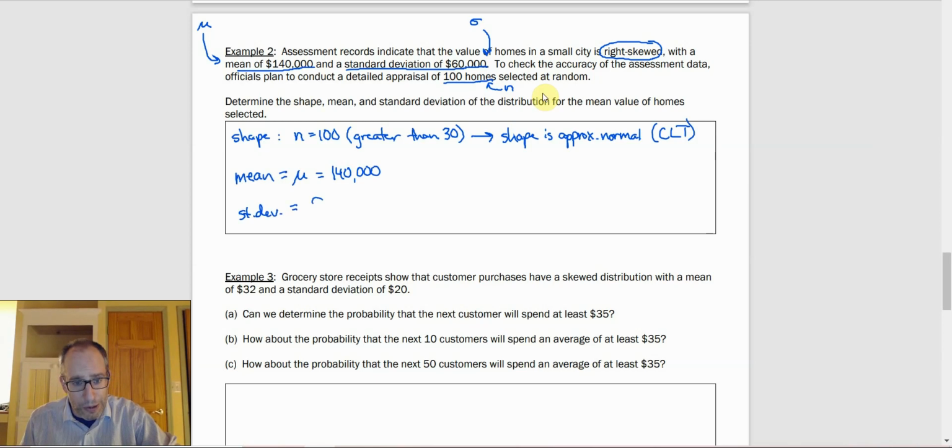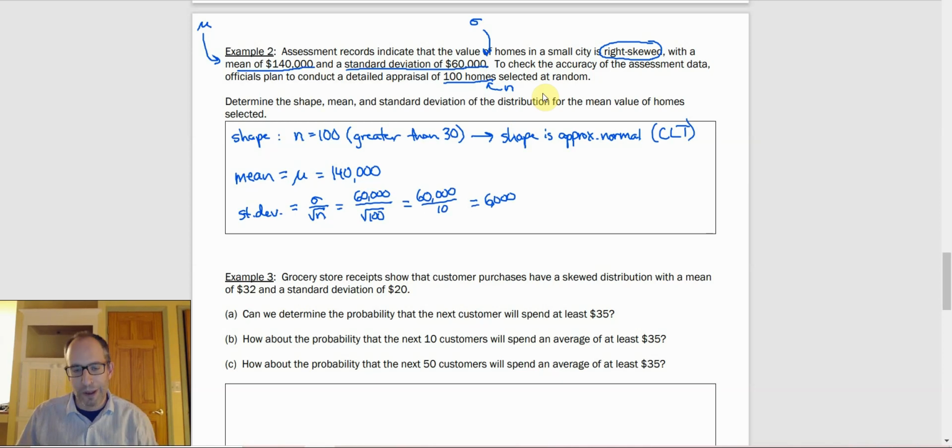And then the standard deviation of the sampling distribution would be sigma over the square root of n. So that's going to be 60,000 for the sigma, the population standard deviation, divided by the square root of 100. And that's really 60,000 divided by 10. So that's 6,000. I guess I'll put the comma in. When it's just a single number of thousands, sometimes you put the comma, sometimes you don't. All right, so that's a thing that we can put together.